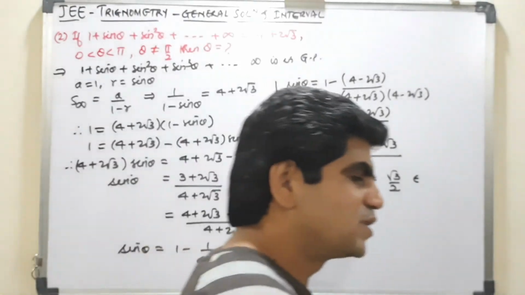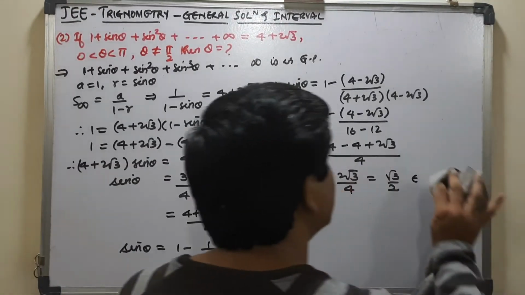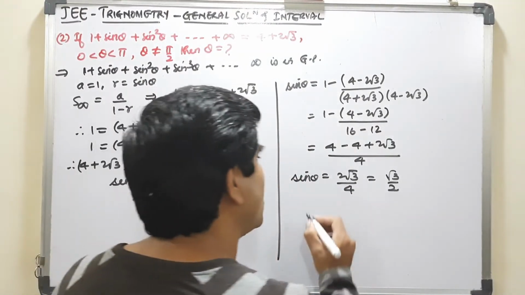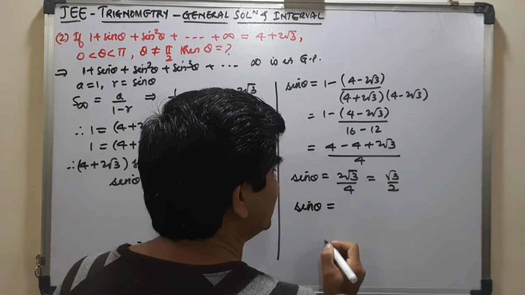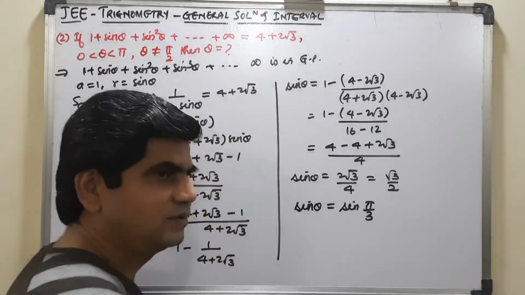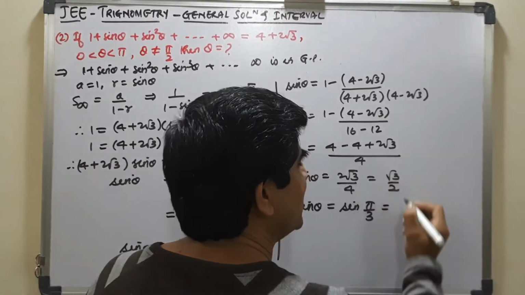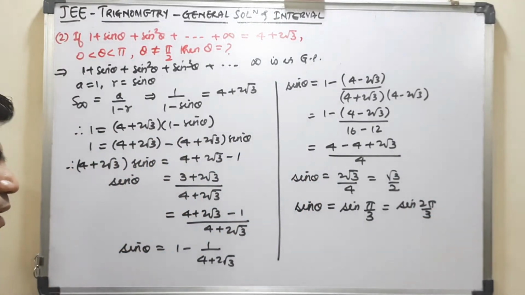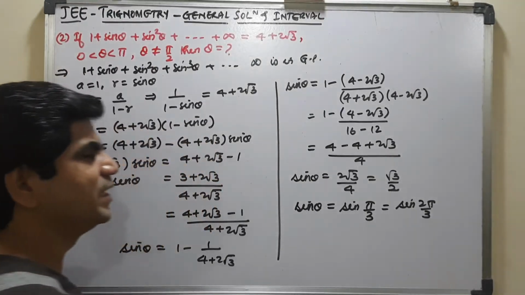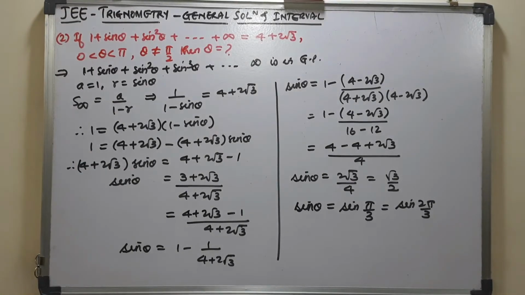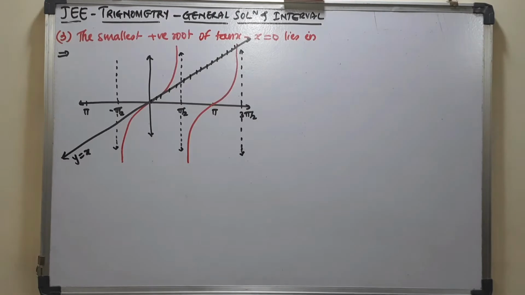So here this pi by 3, root 3 by 2, will obviously give you the value, there is no need to solve using the general formula. So sine theta will be equal to sine pi by 3, as well as in the second quadrant it will be sine 2 pi by 3. That means the theta value will be equal to pi by 3 and 2 pi by 3, since it is very clearly mentioned that it lies between 0 to pi.